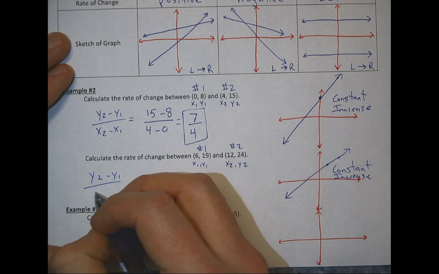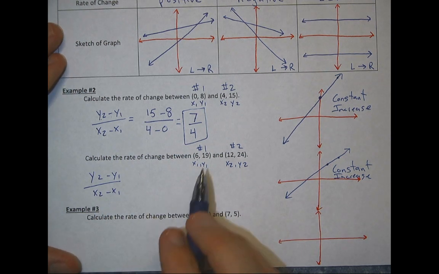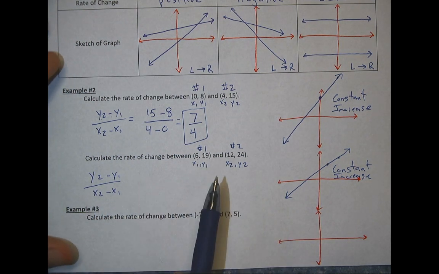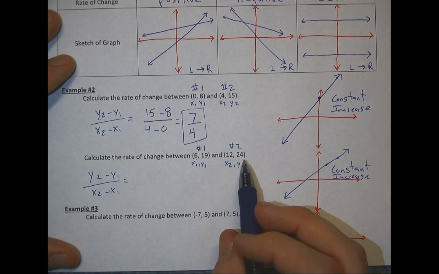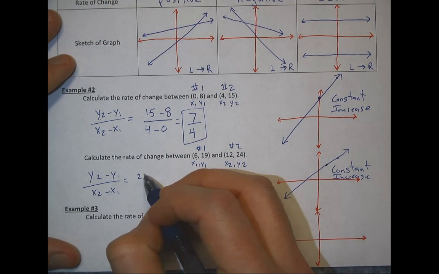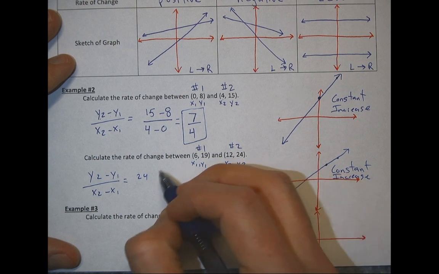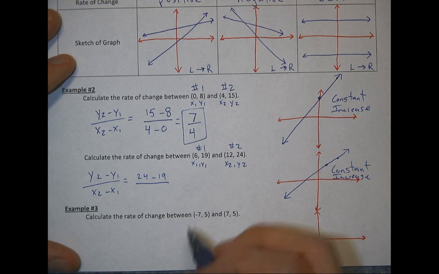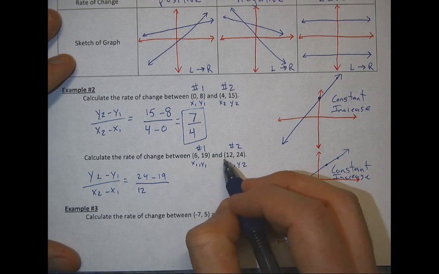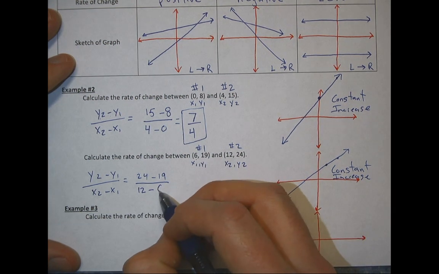So y2 minus y1, x2 minus x1. Again, it doesn't matter which one you call the 1 and the 2. You just need to be consistent. All right, so subtracting my y values, I've got 24 as y2, and I'm going to minus the other y value of 19. And my x values is 12 minus 6.